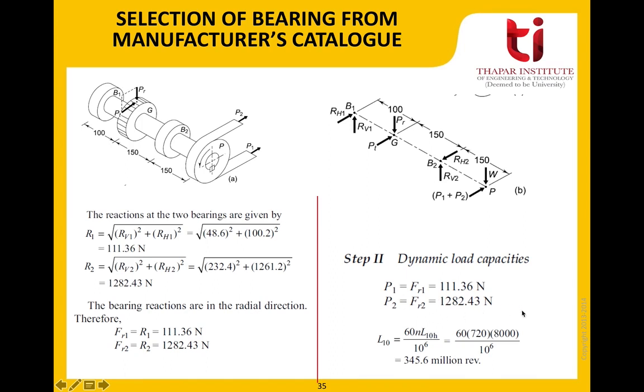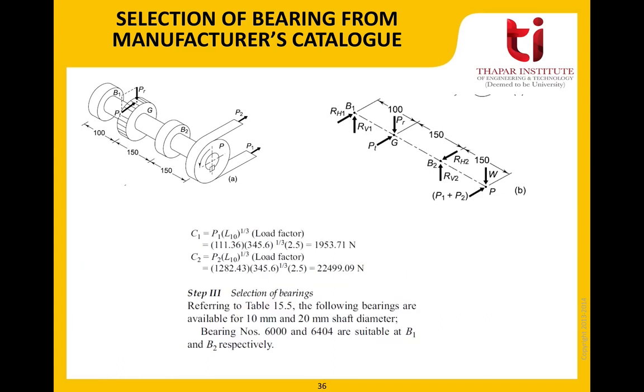So we go to step 5, which is to evaluate the L10 or the rated life of the bearing in million revolutions for each of the bearings, and we'll get L10 as 345.6 million revolutions. It will be the same for both of the bearings. In step 6, we evaluate the dynamic load capacity of the bearings as P into L10 raised to the power 1 by 3. For bearing 1, we'll get the dynamic load capacity as 1953.71, and for C2, the dynamic load capacity of bearing 2, as 22,499.09. Now you must notice here that we have a term known as the load factor.